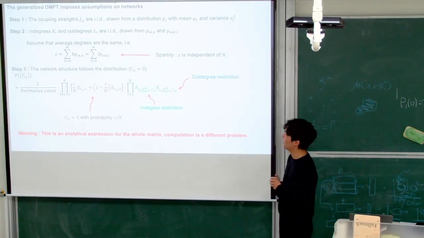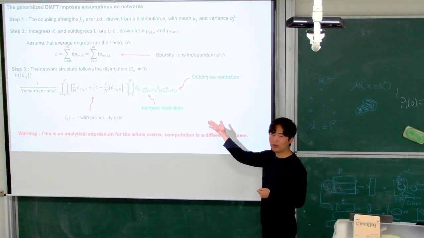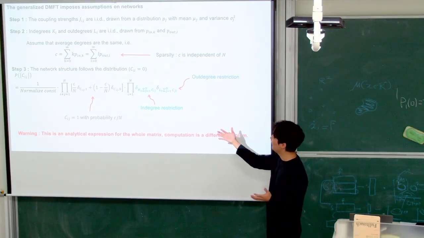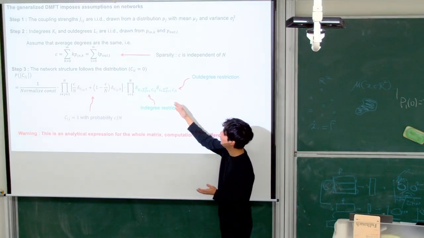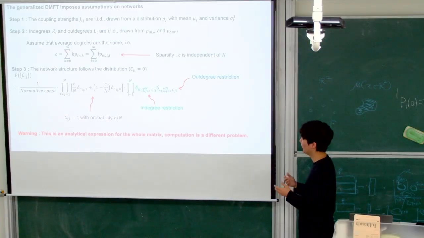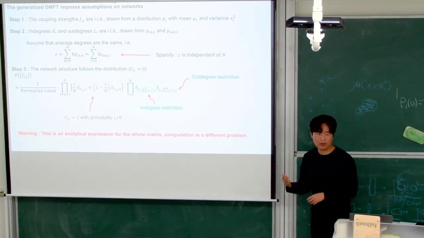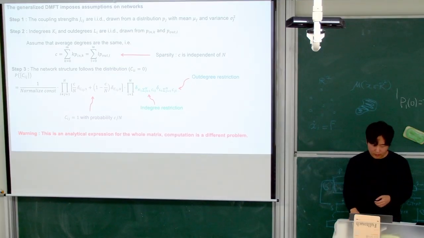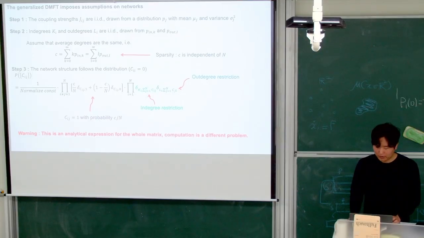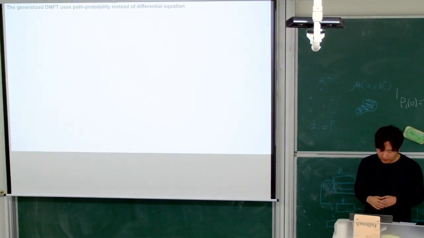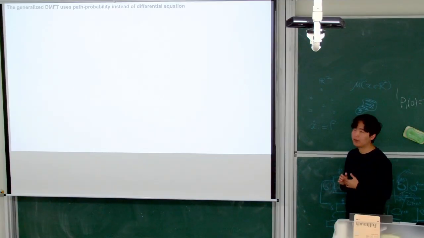But there is a warning. It looks fine, but if you really want to generate such a network, this formula is not really helpful, I think. So you can use some other computational algorithm to generate such a network. But let's focus on the analytic aspect. So now we have a network. We constructed a network. And now let's go to the effective equation.